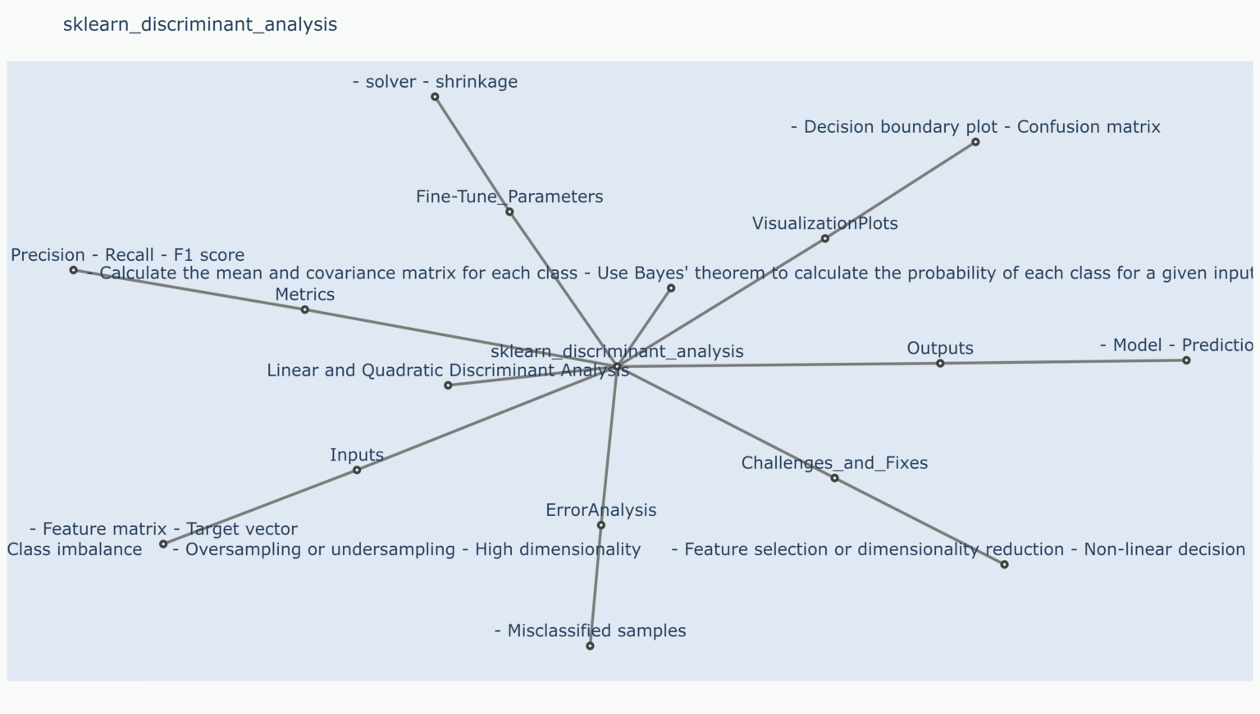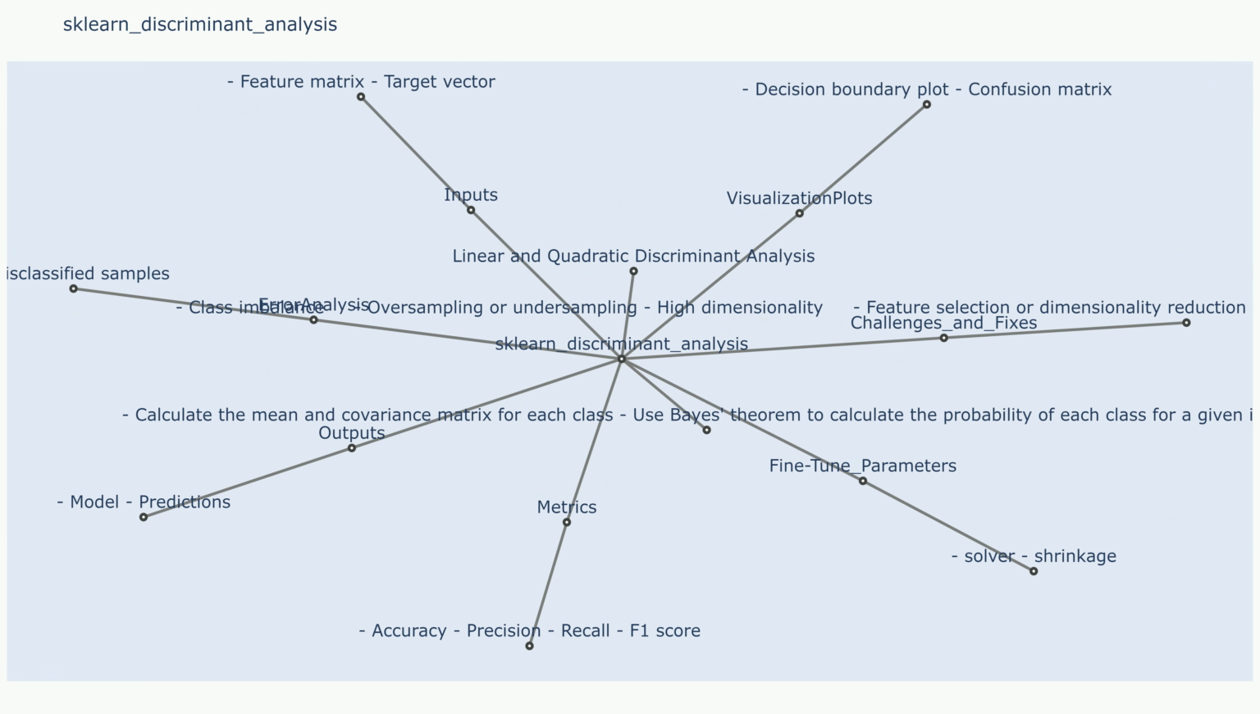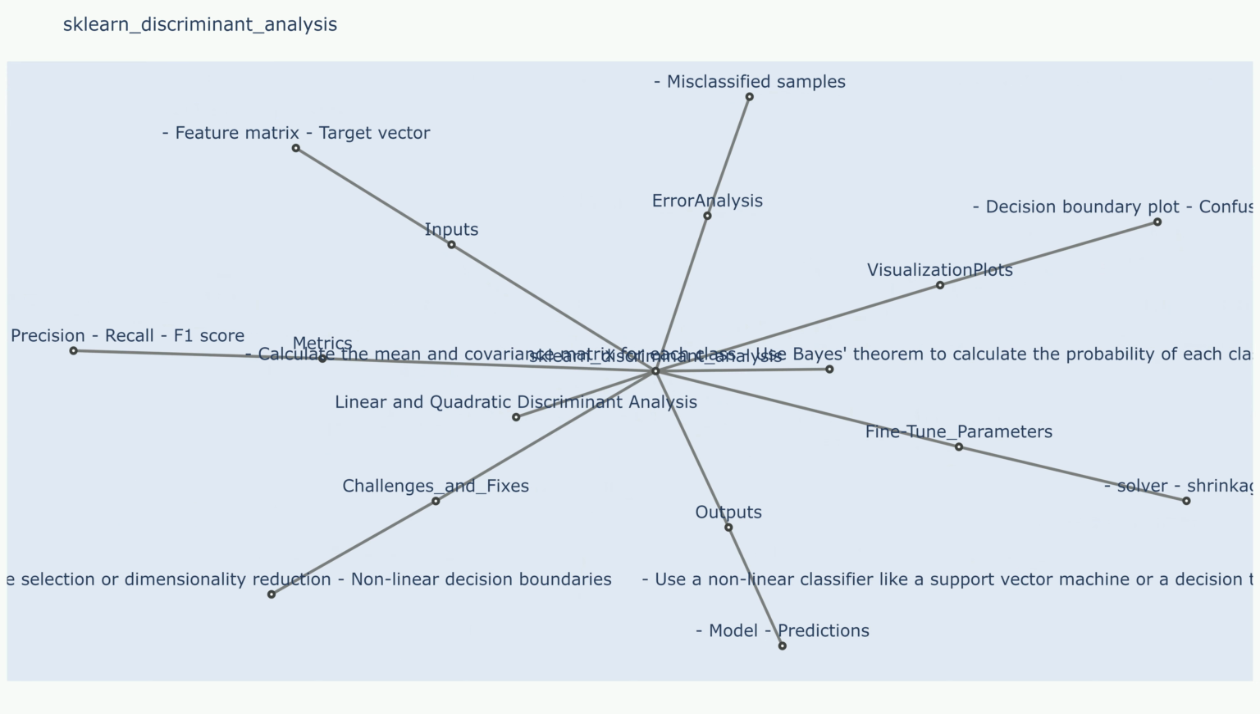Inputs. X. The training input samples. A 2D array-like structure, e.g. NumPy array, Pandas data frame containing features. Each row represents a sample, and each column represents a feature. Y. The target class labels corresponding to each sample in X. A 1D array-like structure, e.g. NumPy array, Pandas series.